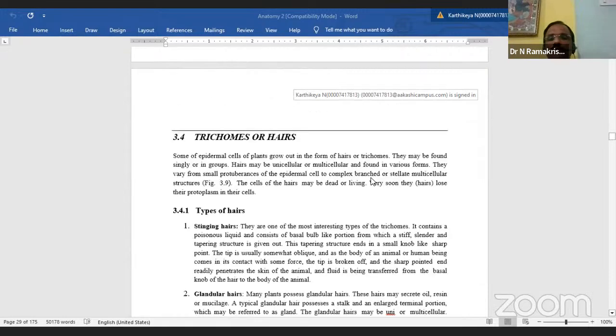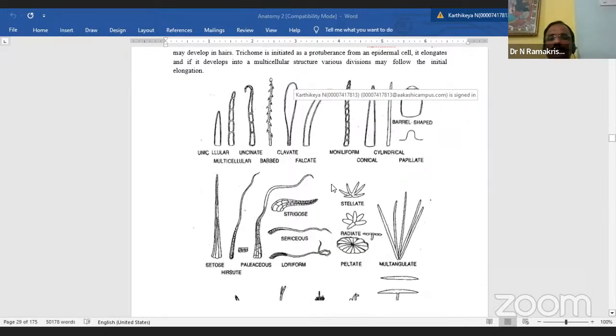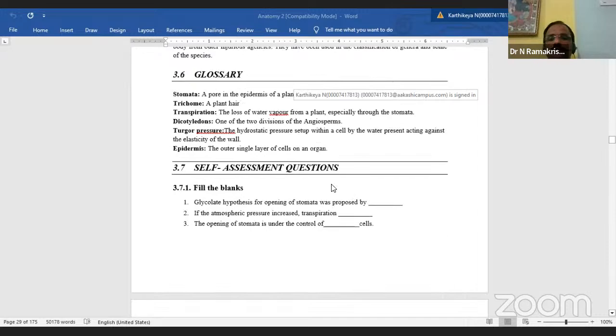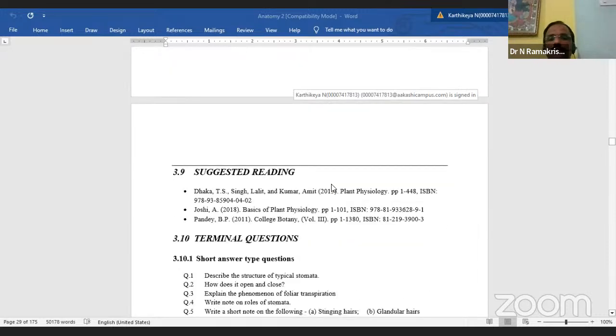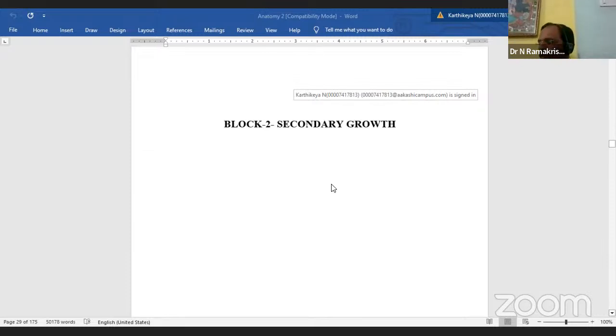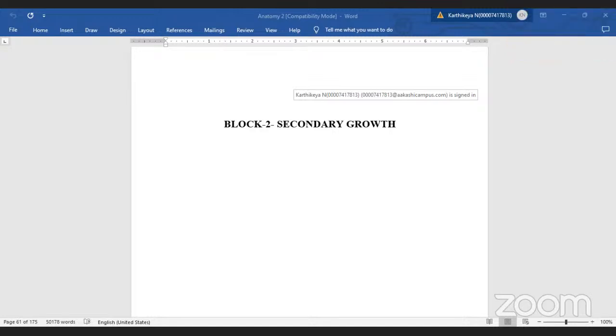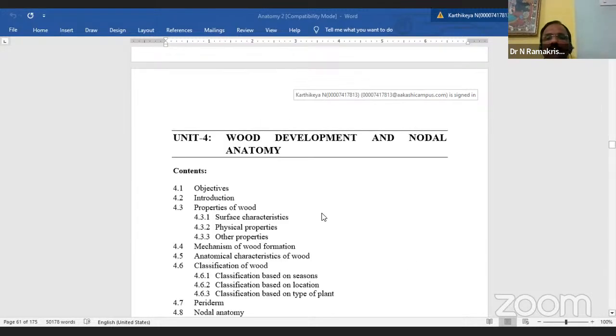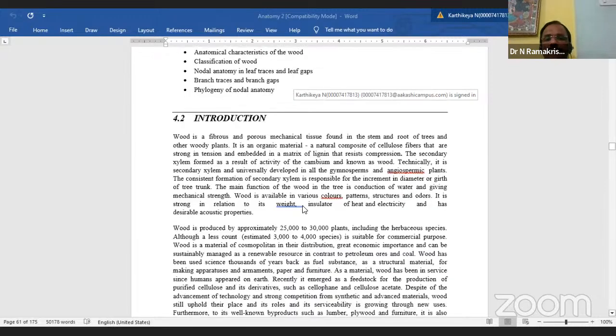One minute, here I am showing trichomes. This one, secondary growth. Tell me, what is the meaning of secondary growth? Anybody? What happened? Here it is secondary development. Okay.